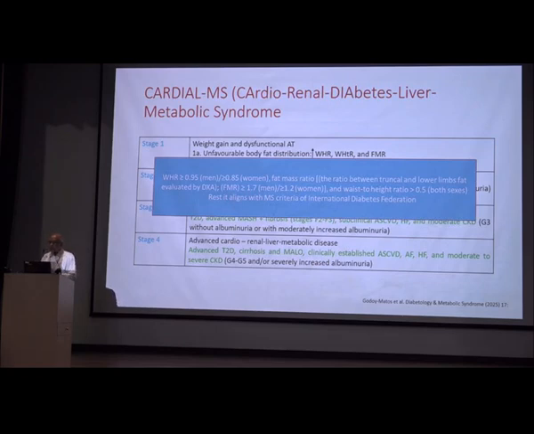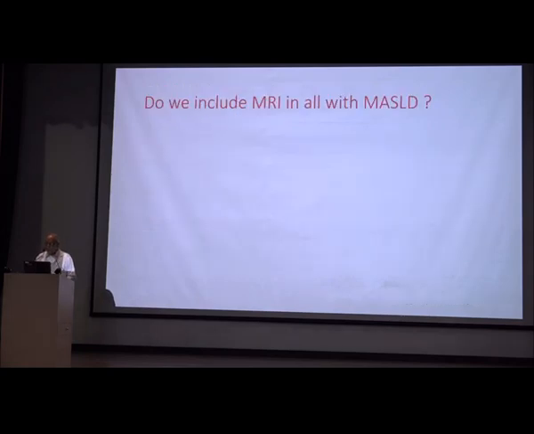So the only caveat from the guidelines given is that here the waist-hip ratio is 0.95, and the fat mass ratio, that is between truncal and lower limbs fat, FMR is more than 1.7 in men and 1.2 in women. It defines this cardiometabolic syndrome in these patients.